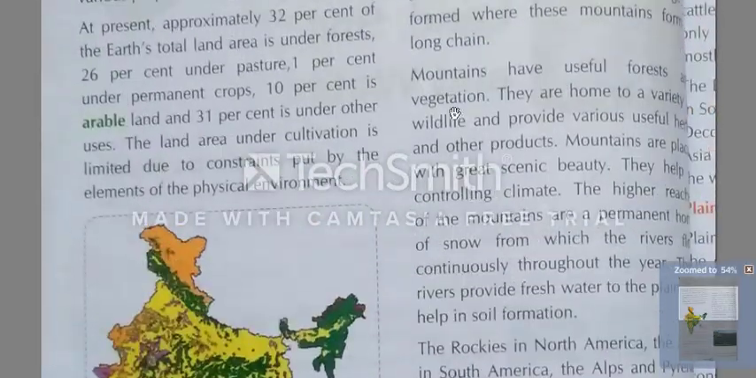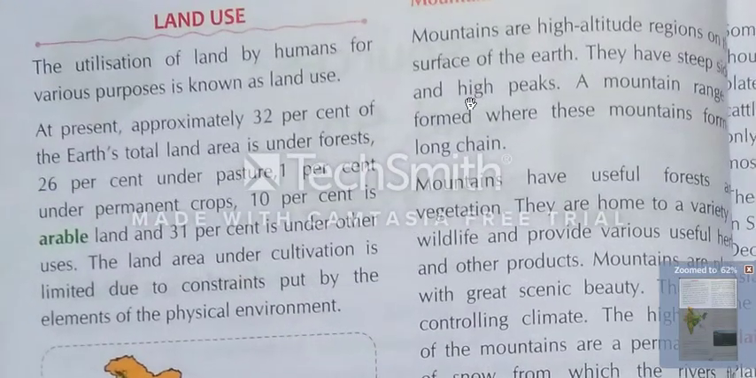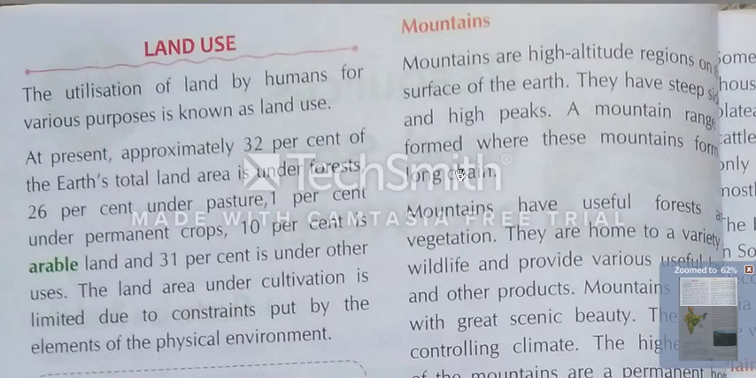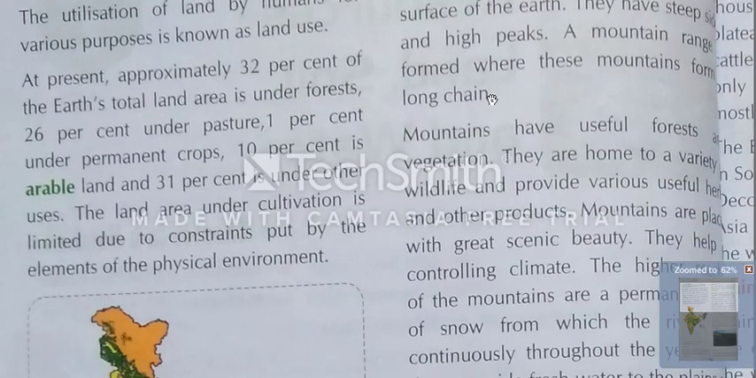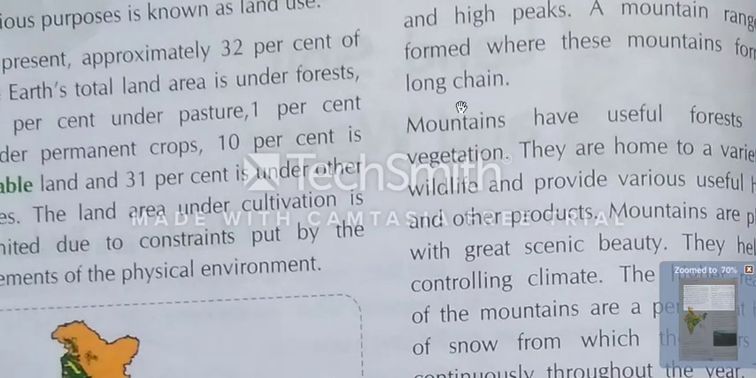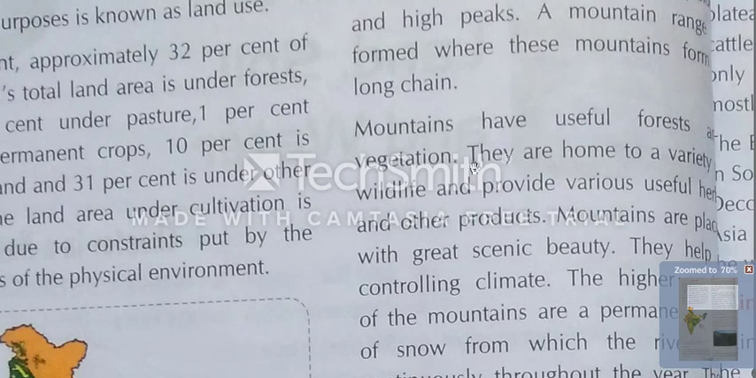And today we will see the remaining chapter. Which one? Mountains. This is the second chapter of geography, class 8th, and I think the second part. In the previous video we completed till here, and now we will see the remaining. Mountains have useful forest and vegetation.